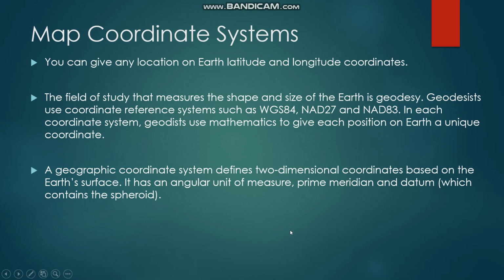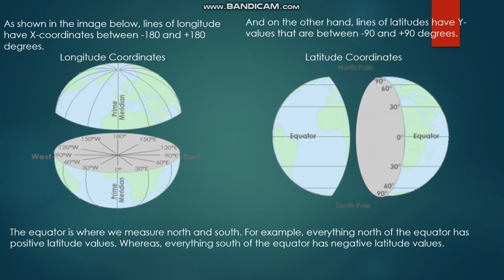A geographic coordinate system defines two-dimensional coordinates based on Earth's surface. It has an angular unit of measure, prime meridian, and datum. As shown in this image below, lines of longitude have x coordinates between minus 180 and plus 180 degrees. On the other hand, lines of latitude have a y value between minus 90 and plus 90 degrees.